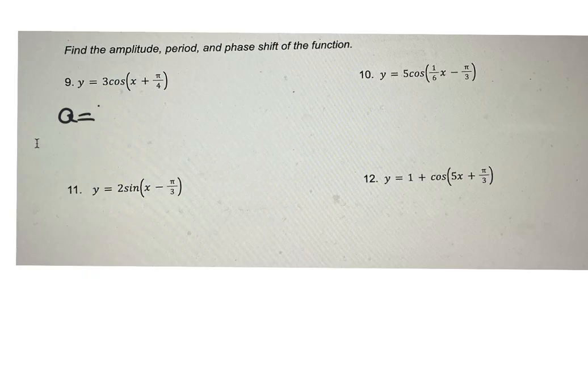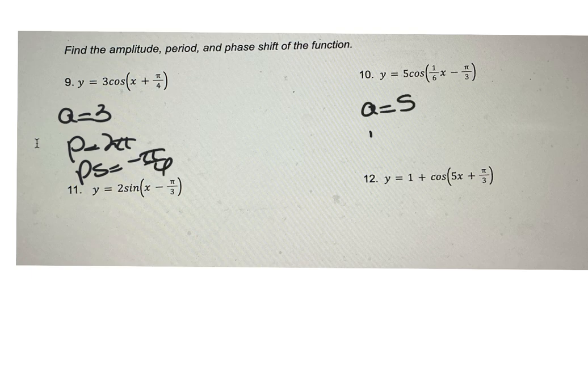Number 9, the amplitude is 3. The period is just 2 pi. There's nothing in front of the x. The phase shift is negative pi over 4. That's all we're doing on these. Okay, the amplitude here is 5. The period is what's in front of the x. 2 pi divided by 1/6, which is going to end up being 12 pi when you keep change flip.